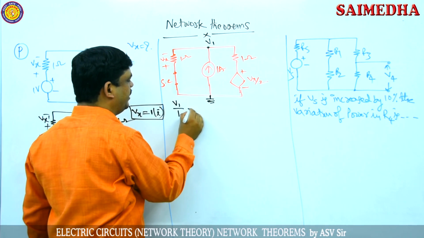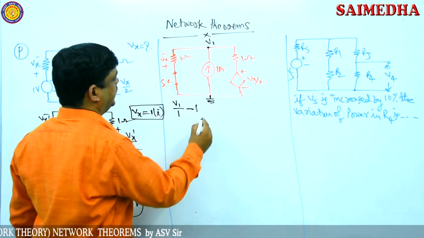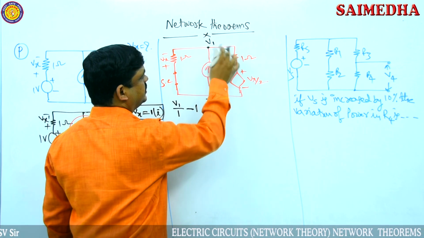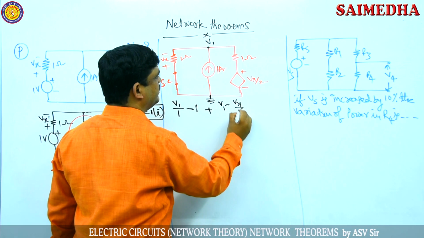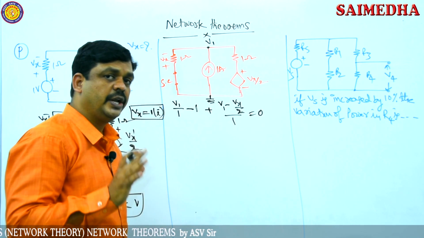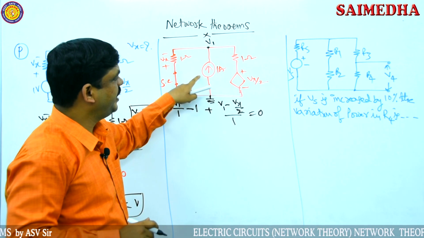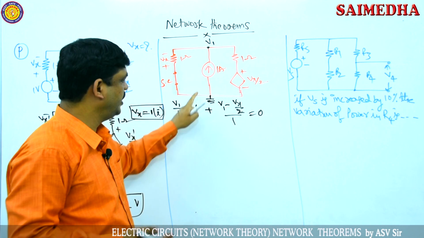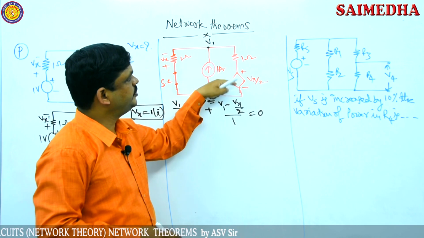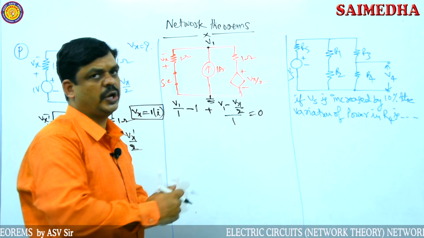Then the current through this is already mentioned, -1, because it is incoming current. Then plus the current through this one, V1 minus, here plus is there, so Vx by 2 by 1, is equal to 0. I just wrote nodal analysis at this node. So 3 branches are connected: one branch is the 1 ampere current source, incoming current, so -1. The current through this branch is V1 by 1, and the current through this branch is V1 minus Vx by 2 by 1. So I am applying nodal analysis.